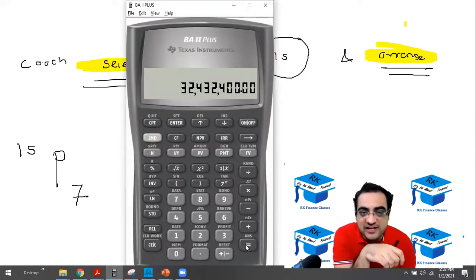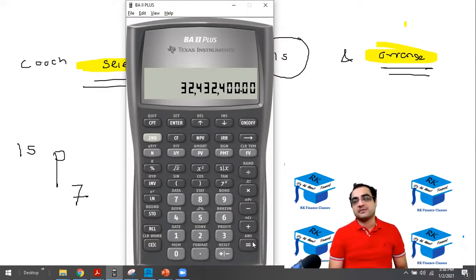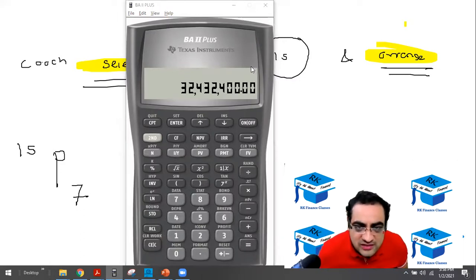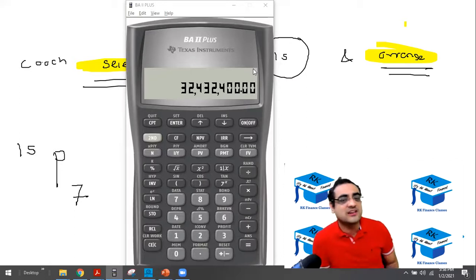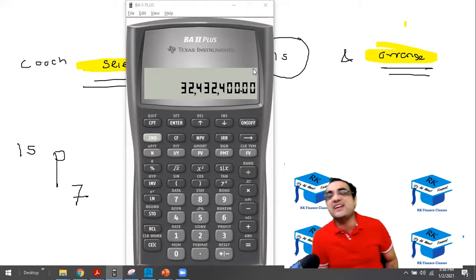32 crore 4,32,000. Am I right? No, I think 3 crore 24 lakh. No, I think 32 crore 4,32,400. 3.2 CR or 32 crore? Looks like 32 crore. No, it's 3 crore 24 lakh 32,000. I'm sorry. It's 3 crore 24 lakh 32,000. Anyways, it doesn't matter. It's just a number.